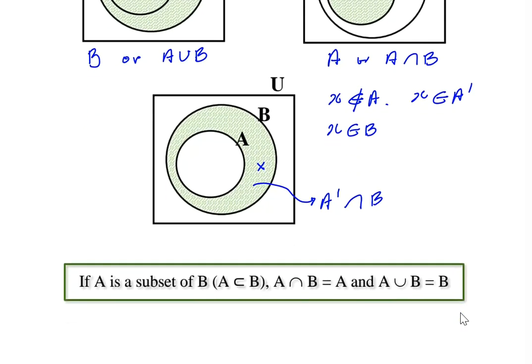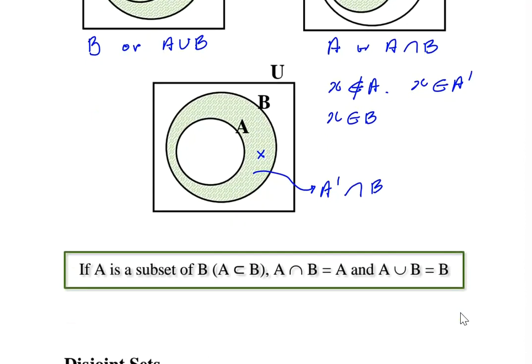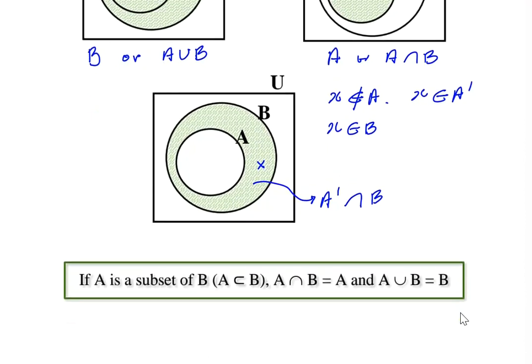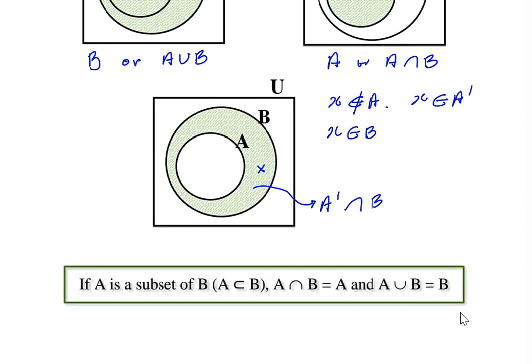All right, I've been sort of saying this, but let us highlight it here. What this says is this. If A is a proper subset of B, A intersect B is equal to A, and A union B is equal to B. It's something that you can look at to ensure that you can clearly understand it.